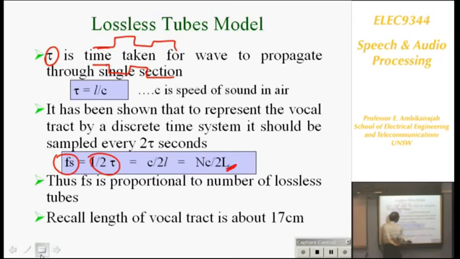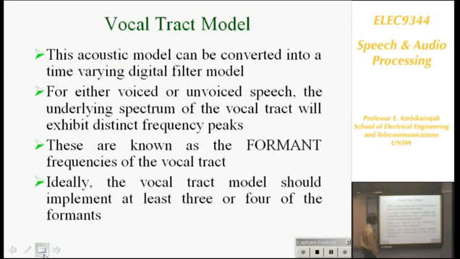And we can relate that to the number of sections you have. If L is the length of your vocal tract, C is the velocity of the sound, and N is the number of tubes or sections, we can write this equation. This has been proved before. I wouldn't spend a lot of time trying to prove this, but if you're interested, you can read Rabiner's book. They have a section on that.